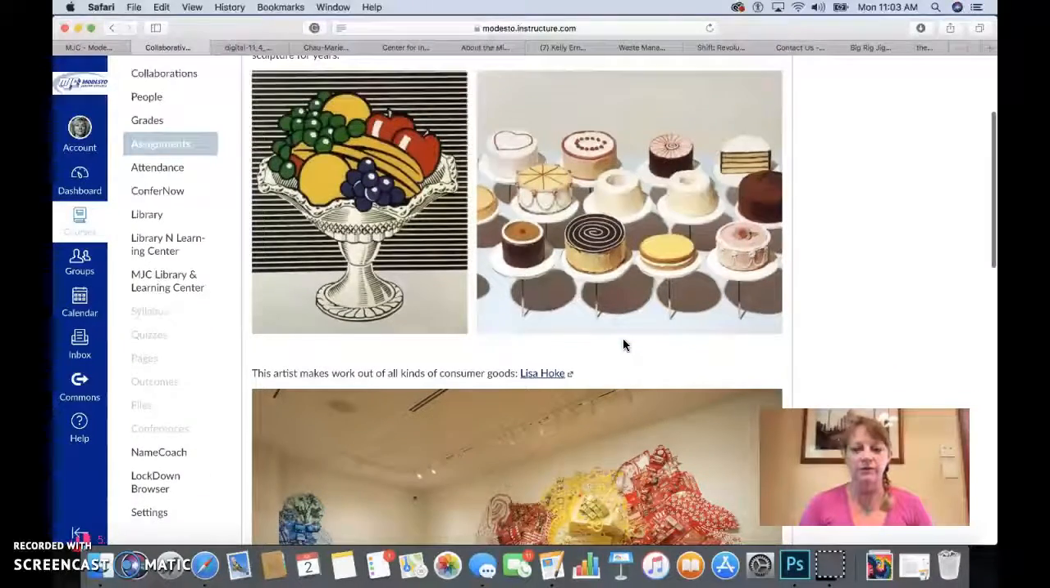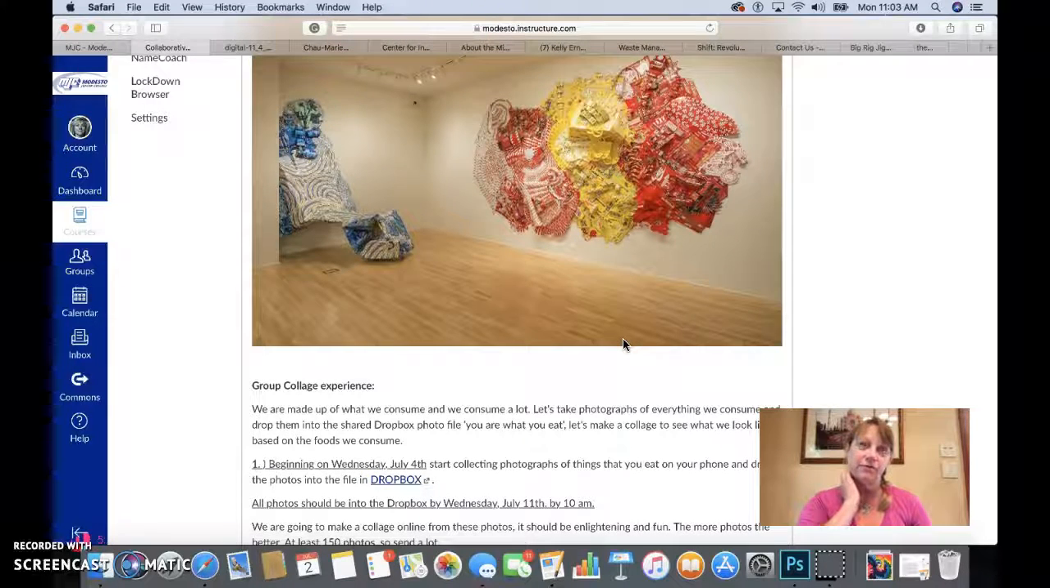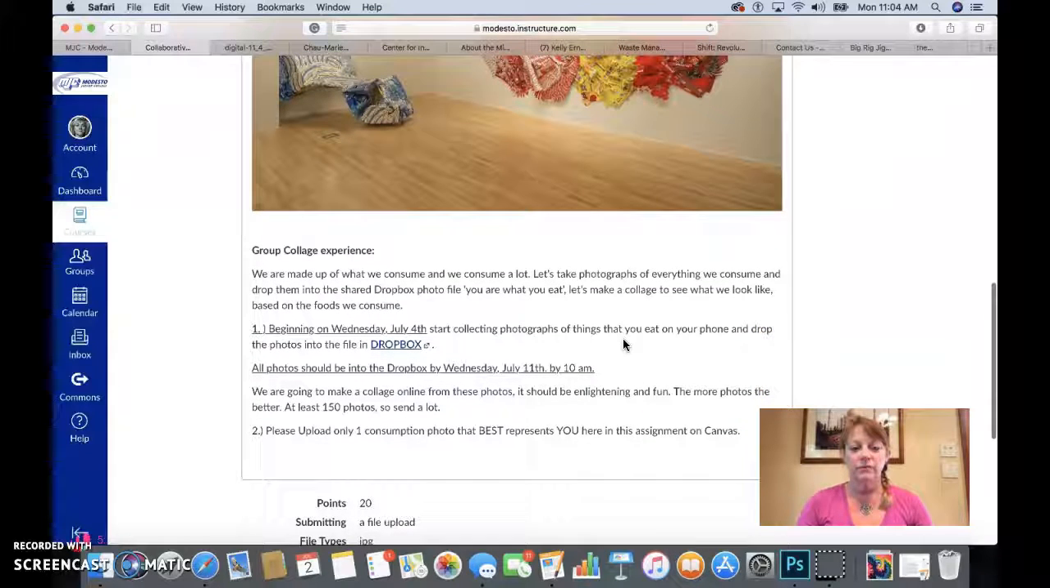So this is an in-class or group class sort of project. I'm asking you to basically record what you eat for a week. From July 4th to July 11th, you'll be taking photos on your phone of things you eat. So try not to forget, so that you're not just taking pictures of empty cartons.